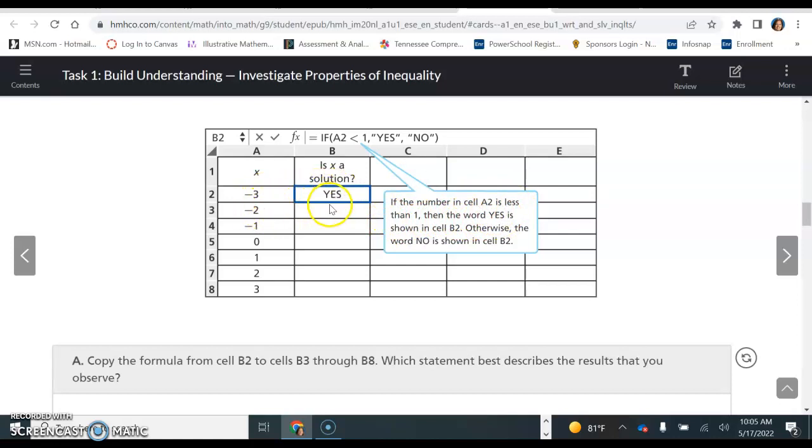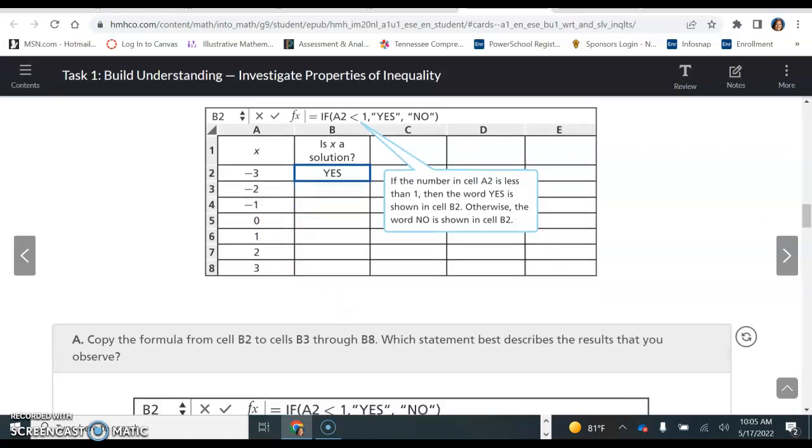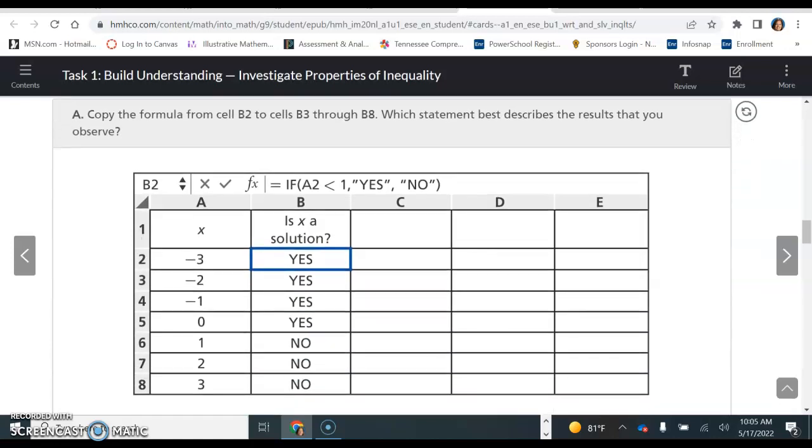Yes. Less than 1, yes. Less than 1, yes. Less than 1, yes. This is equal to 1, so it would be no, no, and no. All right, so copy the formula from cell B2 to cell B3 through B8.